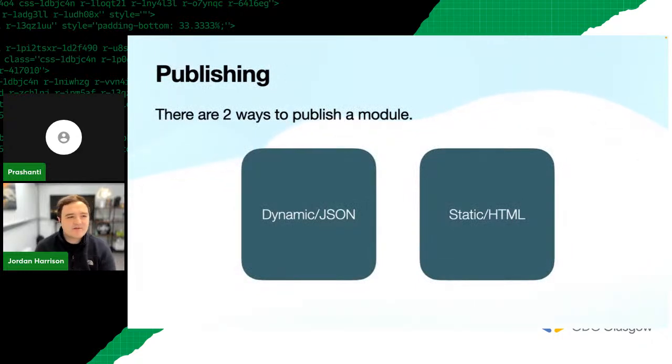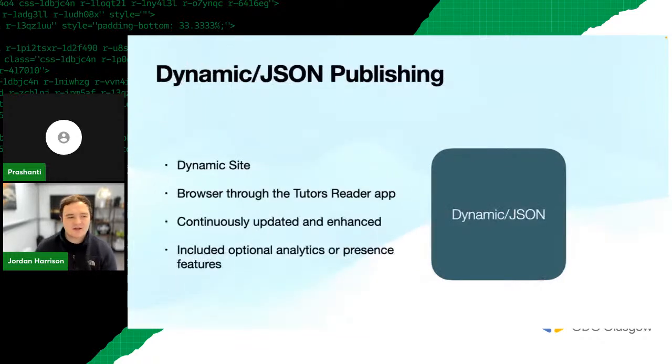And then there's 2 ways for an educator to publish a module to be consumed. This is dynamic or JSON publishing and static or HTML publishing. We'll start by talking about dynamic publishing. So dynamic publishing is a dynamic site that is browsed through the Tutors Reader application. The advantage of this is the Tutors Reader application is continuously updated and enhanced with new features, and it also includes optional analytics or presence features.